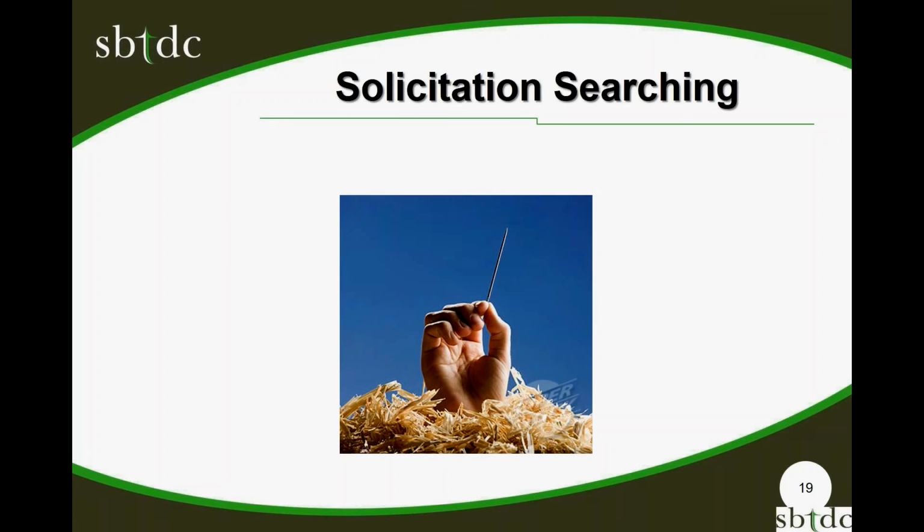So if SBIR and STTR funding appears that it would be a good mechanism for you based on your interests and the stage of your business or the type of research funding that you need, your next step is going to be researching the solicitations that those 11 agencies offer. Solicitations, you can think of those as RFPs, or requests for proposals.